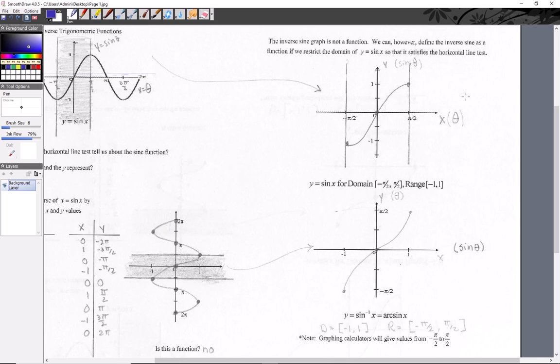So go ahead and copy this down. And this should be solid lines because we do include the negative pi over 2 and the pi over 2. And that becomes our domain. All right? So that is the domain for our restricted function. And the range is negative 1 to 1. All right? So go ahead and copy that and then come back.